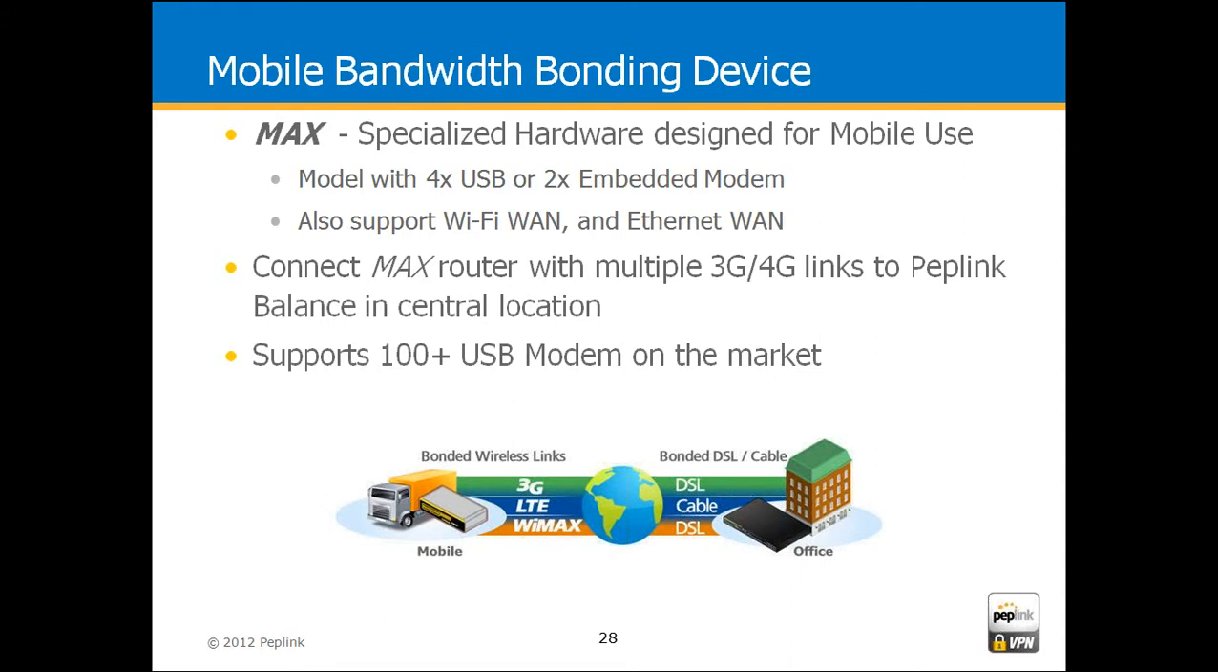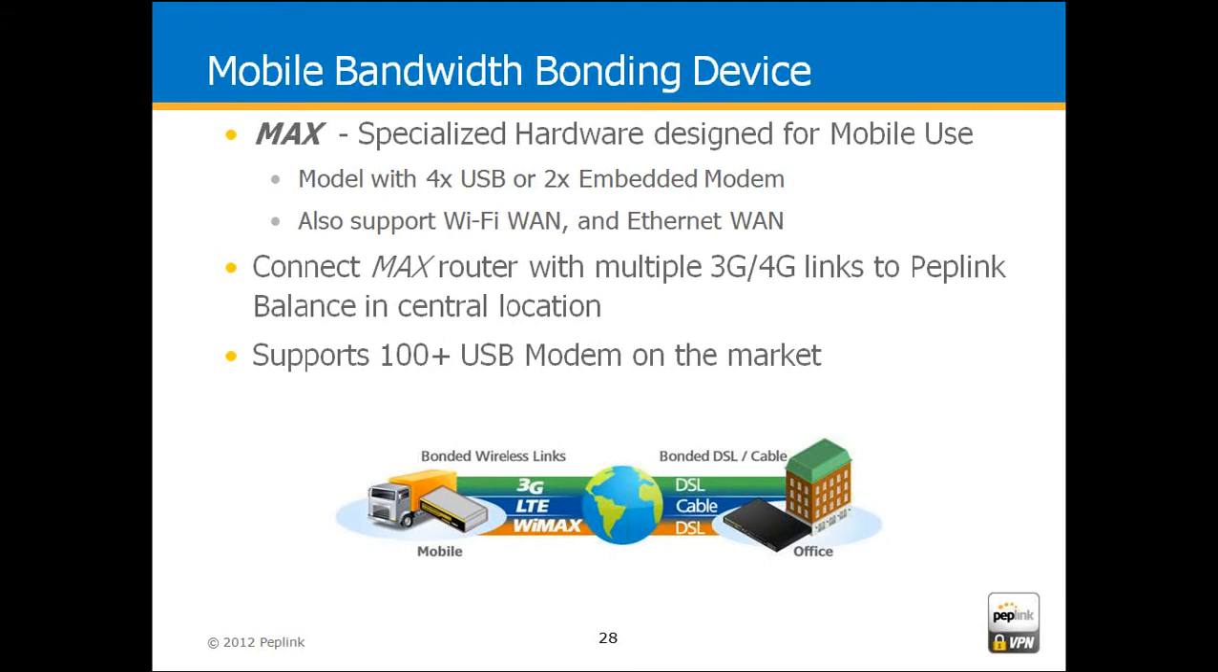Mobile bandwidth bonding device, the Max, a specialized hardware designed for mobile use. We have two models currently, one that supports 4 USB modems and another model that supports 2 embedded 3G modems right inside the device. We also support Wi-Fi WAN as an interface, and also 2 Ethernet WAN ports on the device as well. With all these different interfaces, it's possible to use a mixture of connection types to achieve the highest uptime possible and the most bandwidth possible.